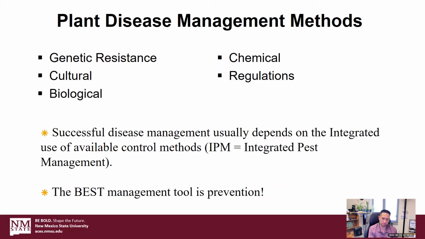However, successful disease management usually depends on the integrated use of all of these things all together. And that's IPM, Integrated Pest Management. And the best management tool is prevention. So like for us, eating healthy, exercising, taking vitamins, you want to prevent any problems. And the same thing goes for your trees or your plants. If you keep them healthy, well watered, well taken care of, they usually do a great job in preventing diseases themselves.